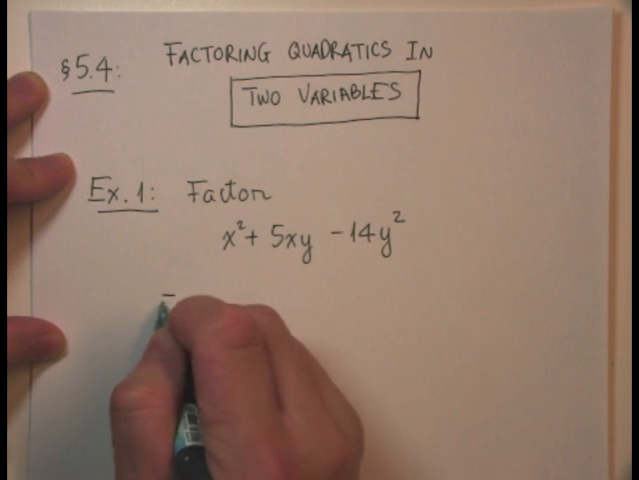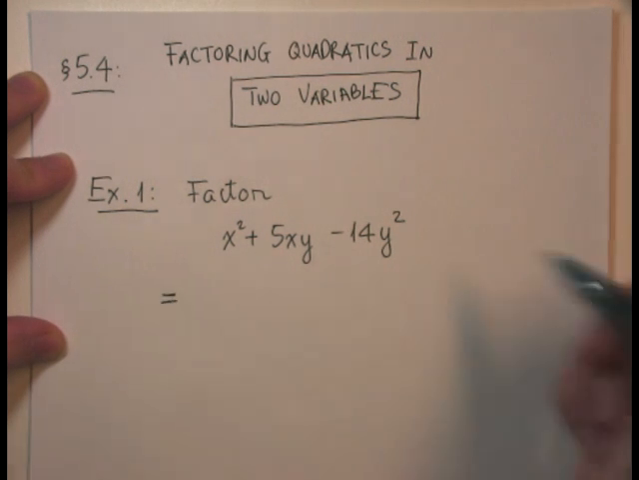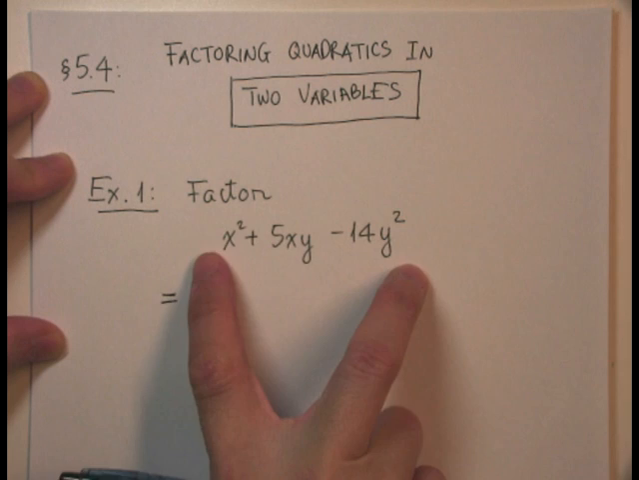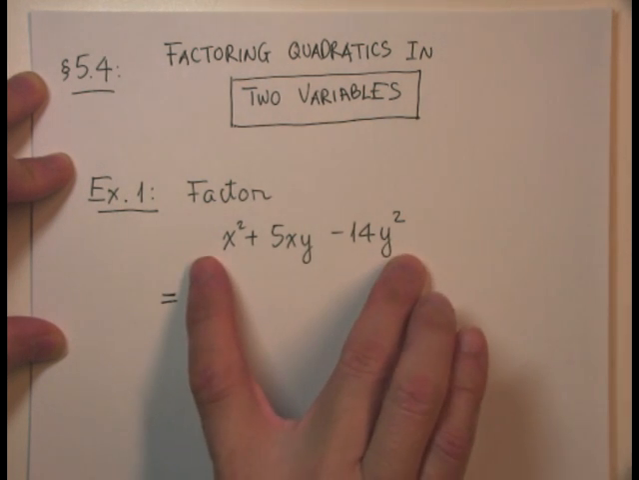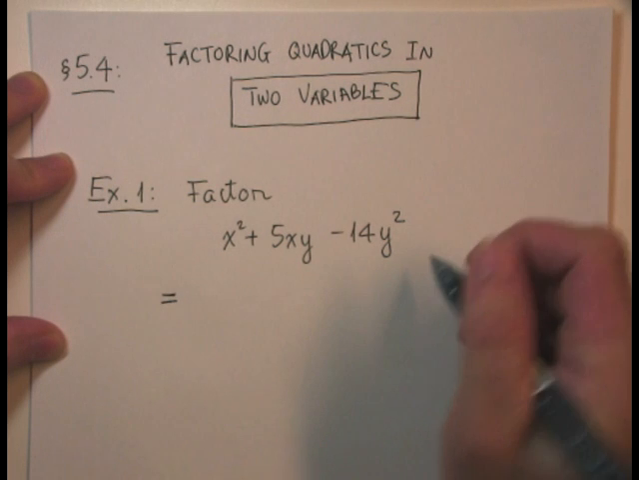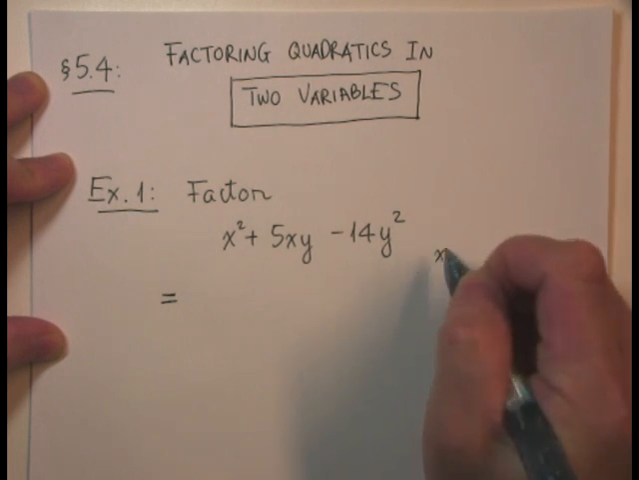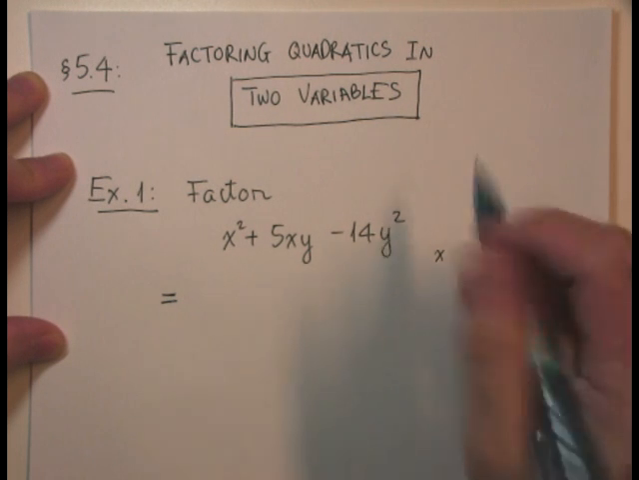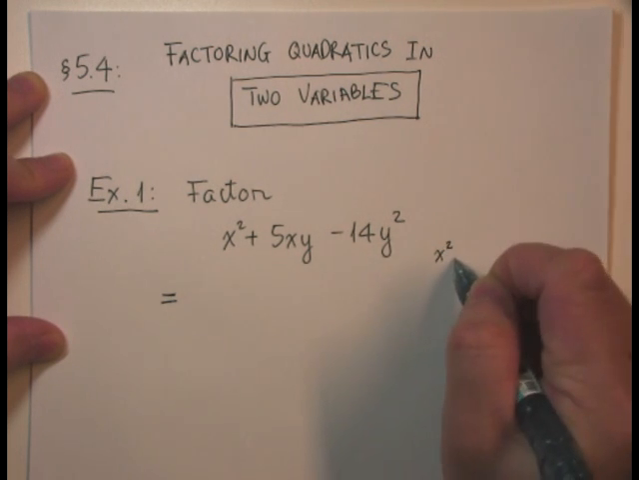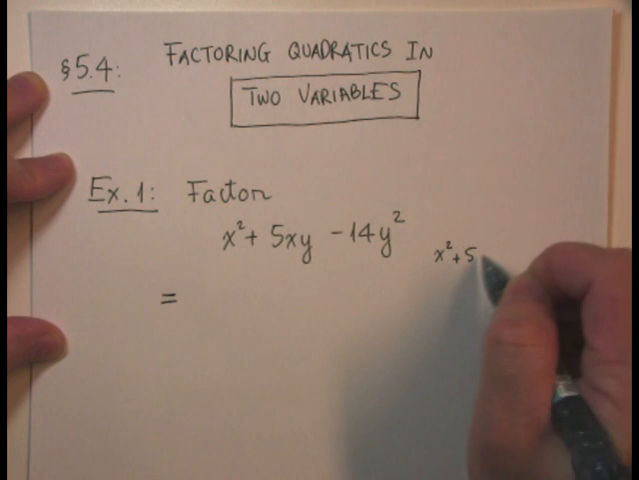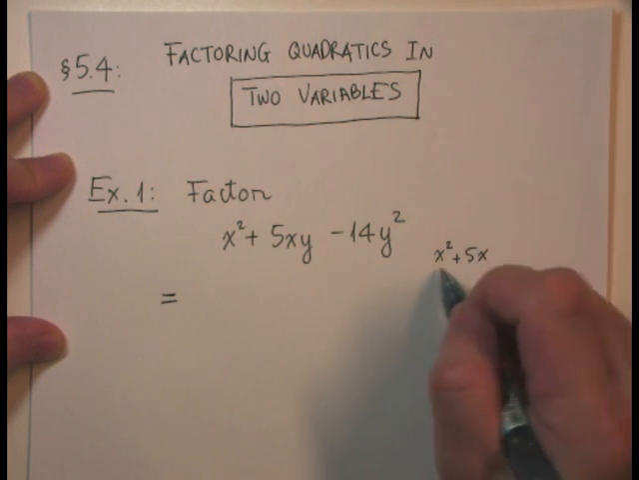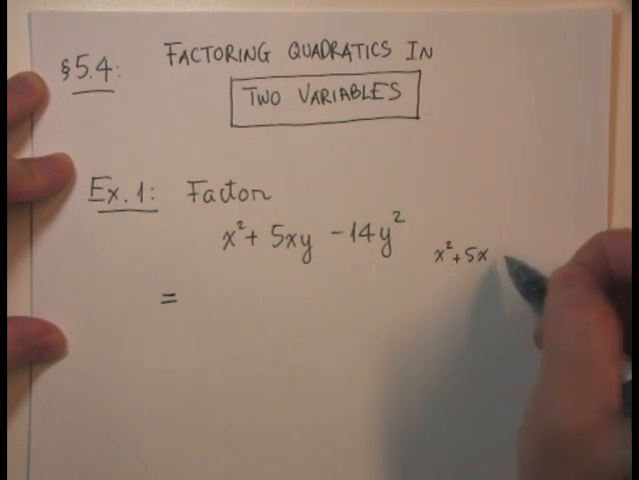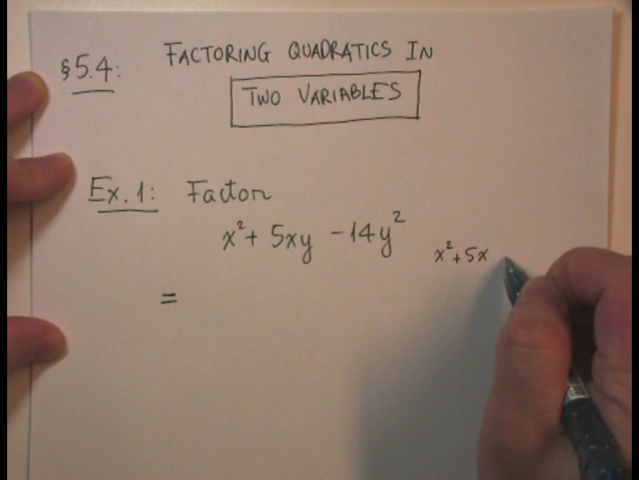Okay, so the first thing to start is to pretend that this trinomial, this quadratic in two variables, has only one variable. So I'm just simply gonna ignore the y variable in this problem. After pretending, the quadratic is gonna look like x squared plus 5x minus 14.